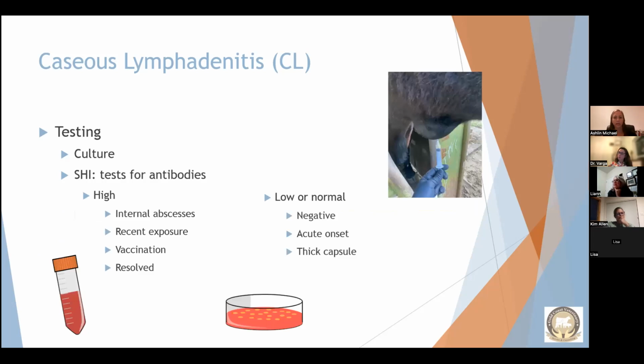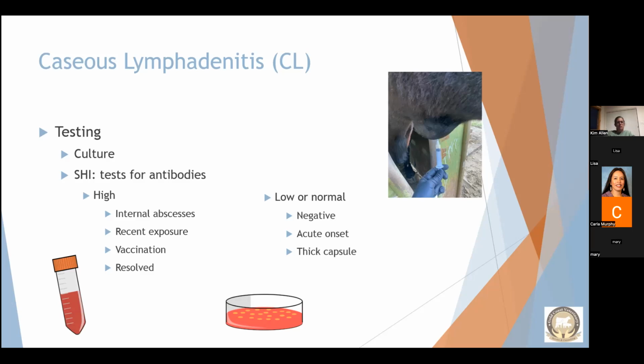For testing, we can take a sample from the abscess and culture it to grow the bacterium. The other test that we can do is the She test, which tests for antibodies. If there is a high level on those results, it could mean that there are internal abscesses, a recent exposure. It could mean that they've been vaccinated against it, or it could be a resolved infection. A low or normal result could mean that they are truly negative.